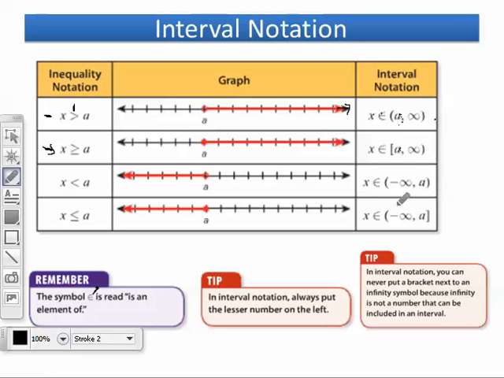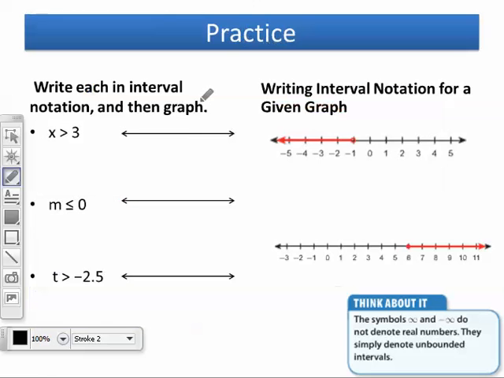That's why we're putting it in set notation like this, interval notation. Okay? So let's go on and look at how we would do some things here.